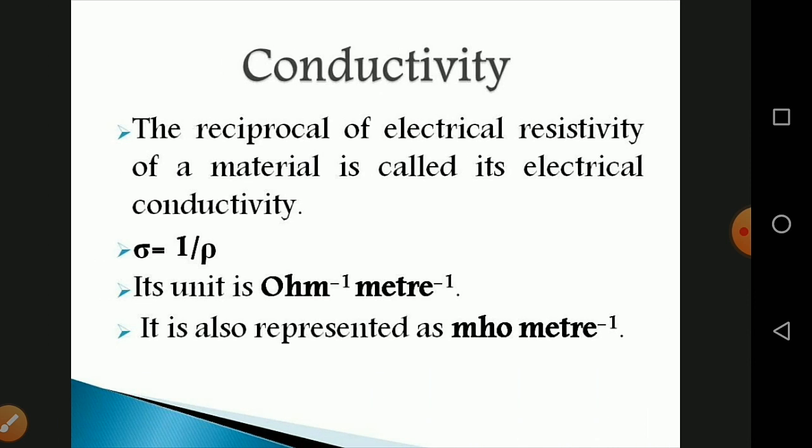The next one is conductivity. The reciprocal of the electrical resistivity of a material is called the electrical conductivity. So electrical conductivity is inversely proportional to resistivity, that means reciprocal. So sigma is equal to 1 by rho. Its unit is ohm inverse meter inverse, which is also represented as mho per meter. The conductivity is a constant for a given material.